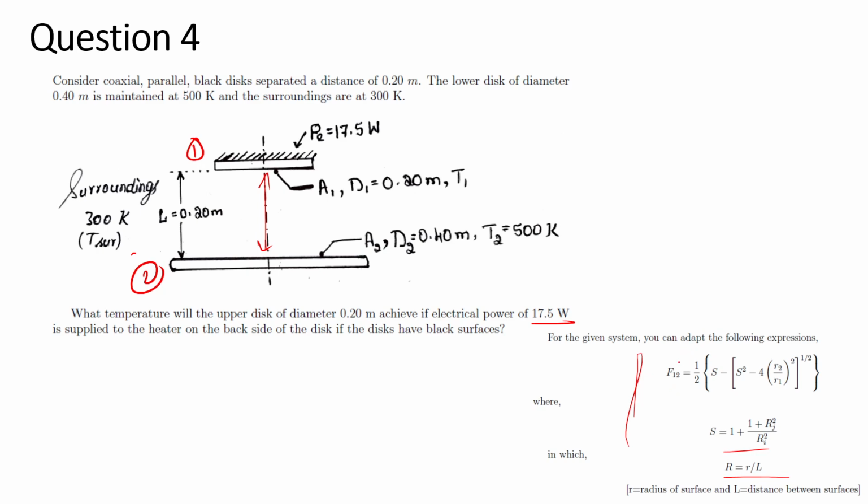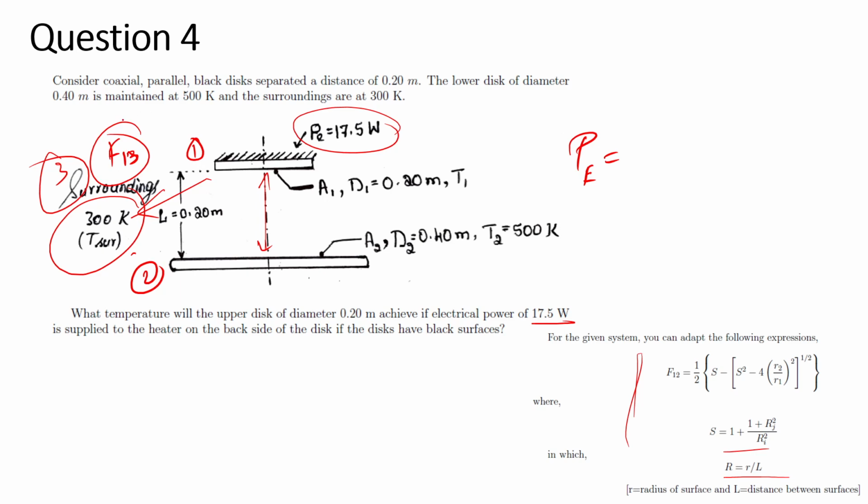So once you have this required view factor, then you can straight away use the energy balance in order to find the desired temperature. So over here, due to this electrical power that is PE, we will be having the radiation, that is basically F12, between these two surfaces. Also, the temperature of the surrounding has been given, so we can treat this as an object 3. So we will also be having the radiation exchange F13. So we also need to find this F13 as well as this F12.